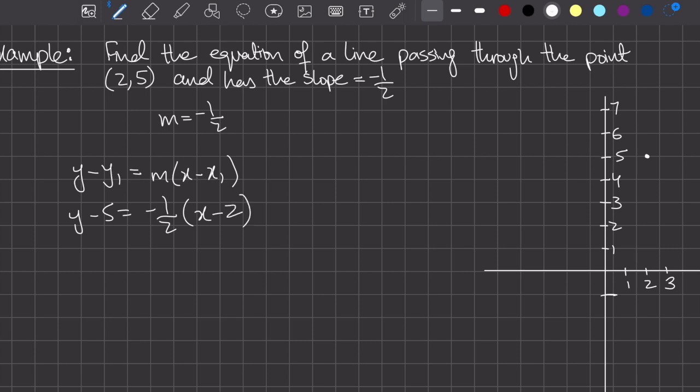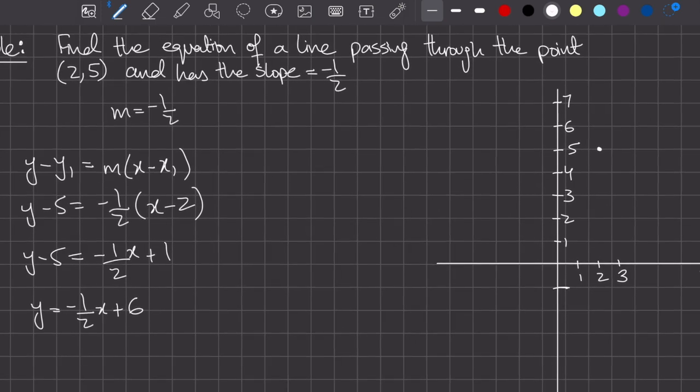Let's simplify this further. The left side can be written as is. For the right side, we multiply the negative 1 over 2 with both terms in the brackets. This gives us negative x over 2 plus 1. Now the minus 5 will go to the other side and add, giving us y equals negative x over 2 plus 6. Just for more practice, let's graph this.